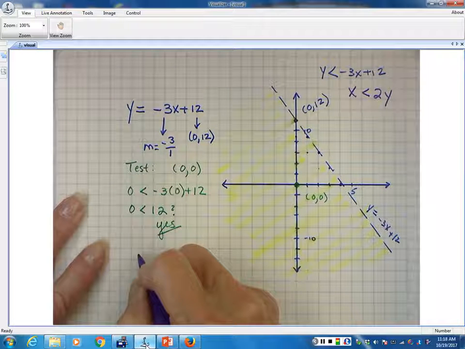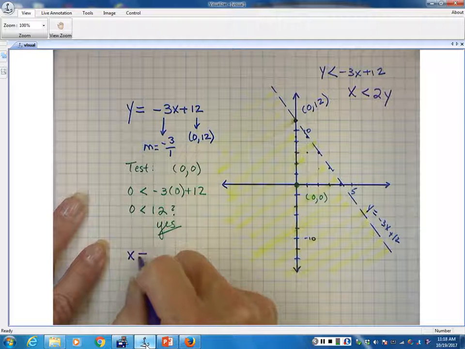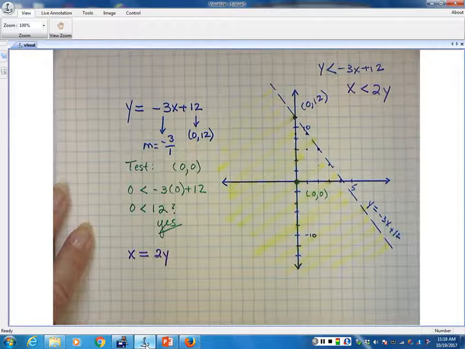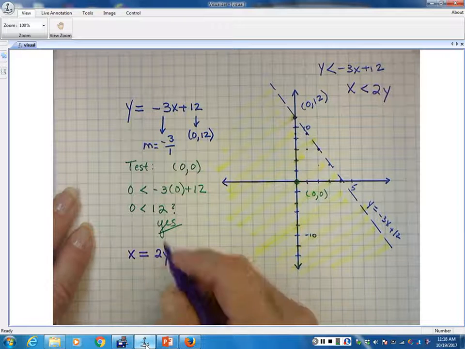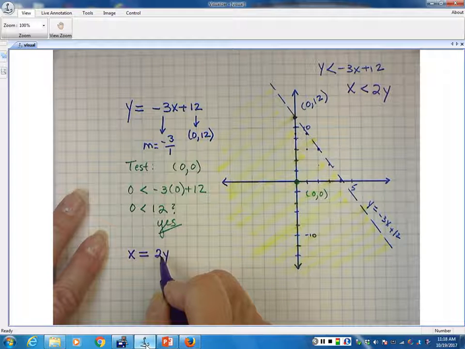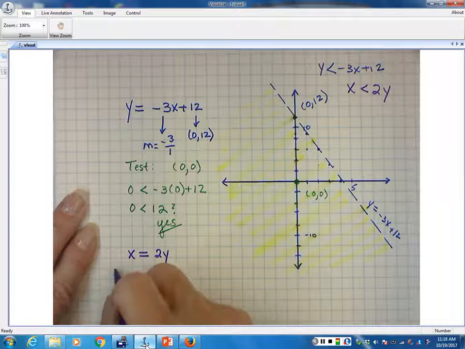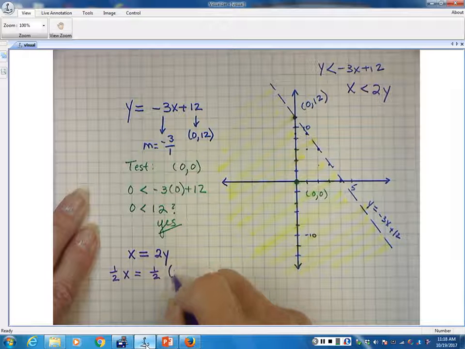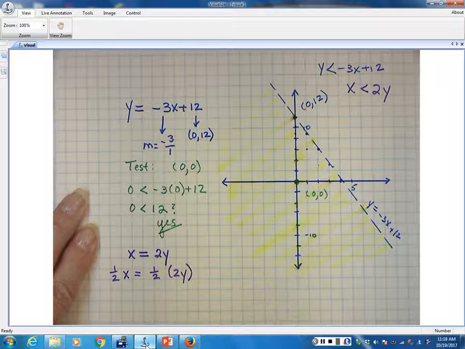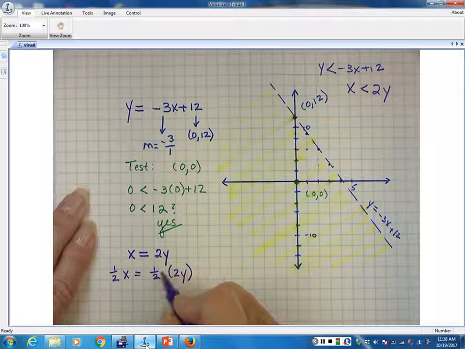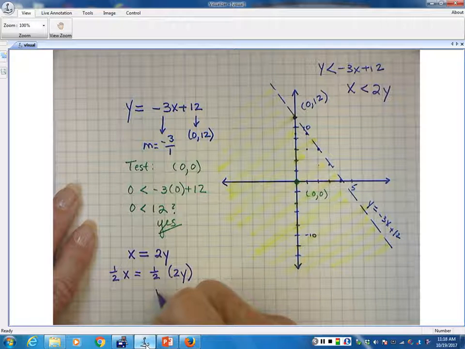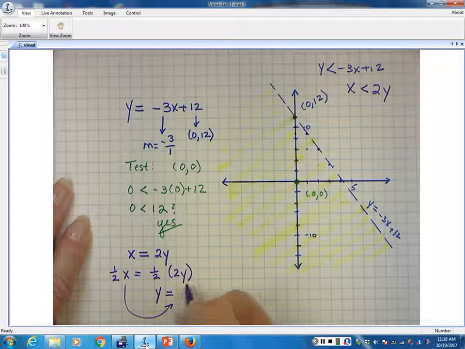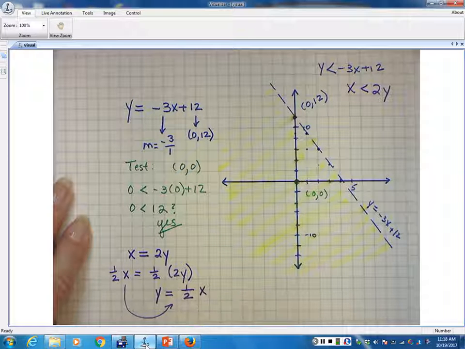Start out with your related equation, x equals 2y, and we'd like to solve that for y, so we can put it in the calculator if we wanted to, or to make it easier to graph. So that means we're going to need to divide both sides by 2, or multiply both sides by 1/2. So 1/2 times 2 is 1. That means I have just y on this side. And that means y is equal to 1/2 x.